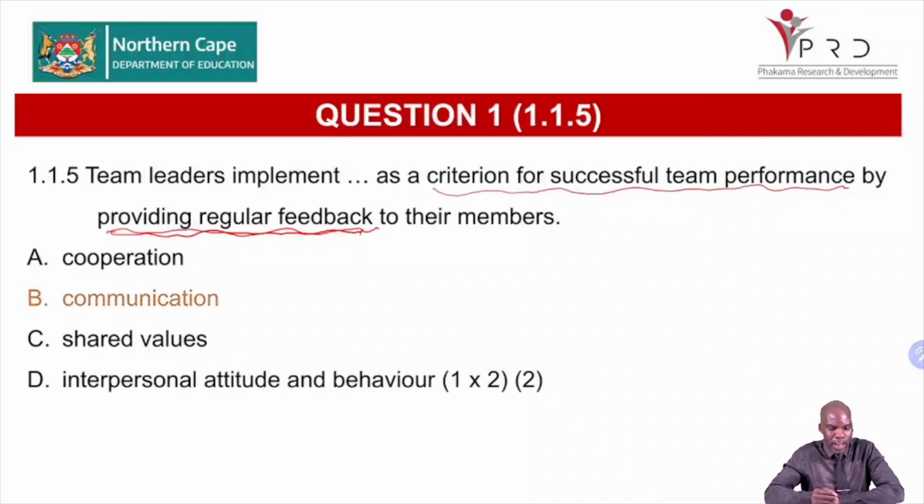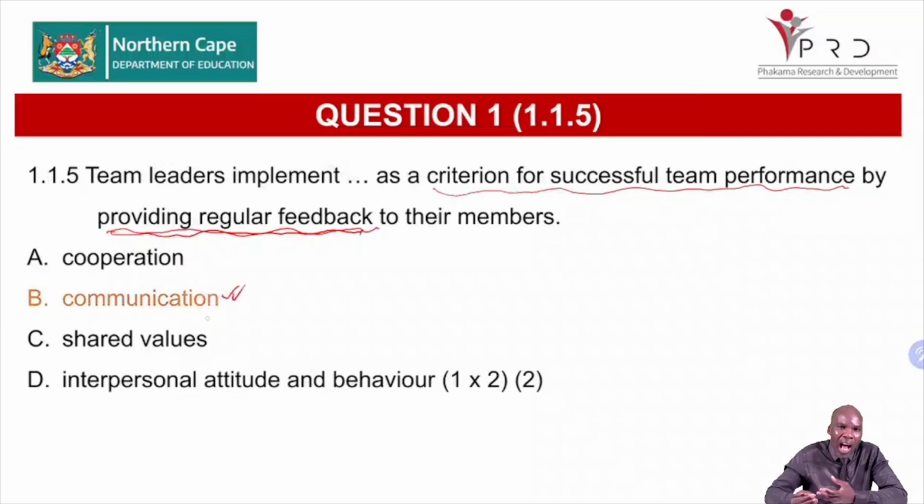Yes, the most appropriate response there is communication. All right. Communication. Team leaders implement communication as a criterion for successful team performance by providing regular feedback to their members. All right. Effective communication, grade 12s, is effective for team leaders to implement as a criterion for successful team performance. Why do we say so? Right? We say so because this offers team leaders an opportunity to provide their members with regular feedback, right? As they communicate, they spell out in clear terms, right, their expectations in terms of the goals of a task to be achieved or the goals of the business, all right? They articulate the expectations that they have for their team members.